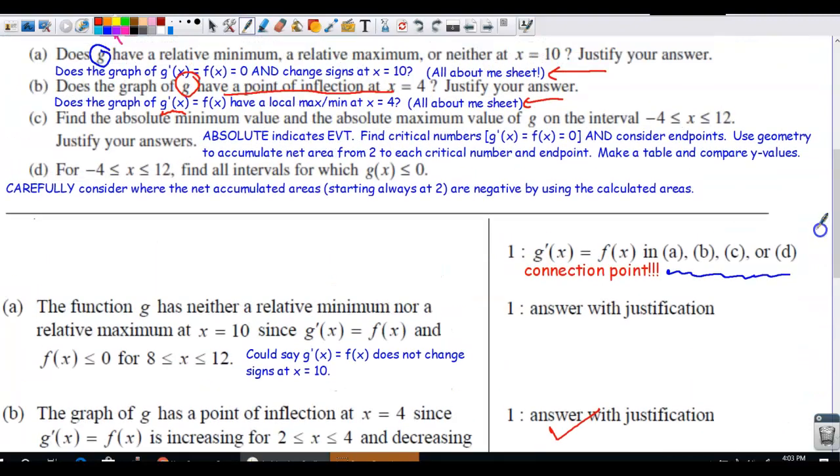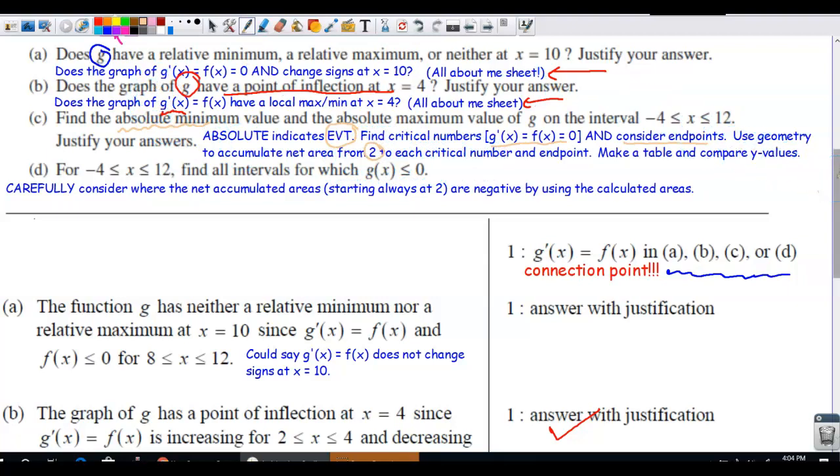Going back to part C. In part C, now we're looking for the absolute minimum, and the absolute minimum launches us into the extreme value theorem. We're going to need to find the critical numbers by setting G prime, which is f of x, not setting necessarily, we're going to look at the graph, and we have to consider the endpoints. Once we figure those values out, we're going to accumulate that area from 2. Remember, 2 is our starting place as defined by the integral of G.